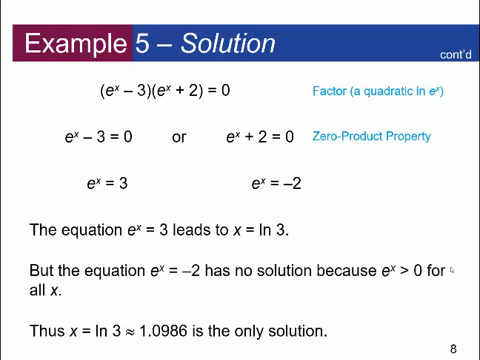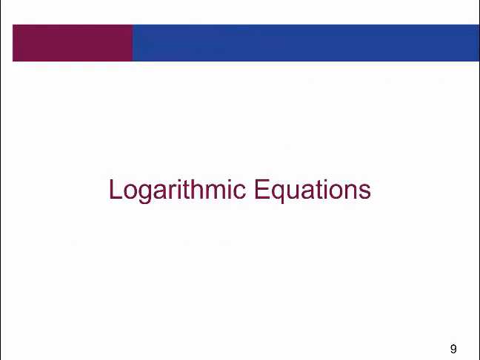All right, but as I said, the equation e to the x equals -2 has no solution because e to the x is greater than 0 for all x. So thus x is equal to the natural log of 3, and that's the only solution, and it's approximately 1.0986. All right, let's do some examples now doing log equations.